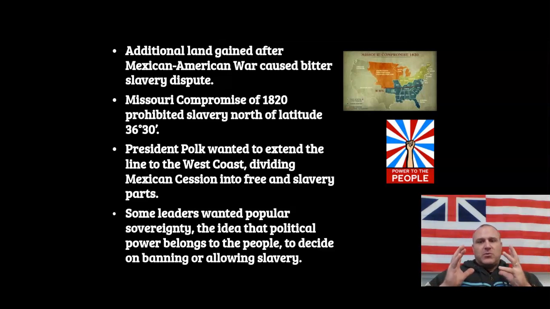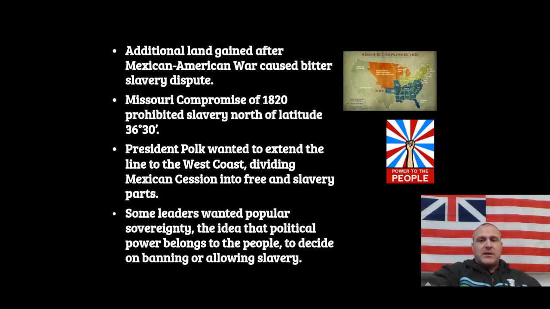So here's what you have to remember here. All this land that was gained after the Mexican American War, of course, caused a bitter slave dispute. And we have to go back to the Missouri Compromise of 1820, which prohibited slavery above the 36°30' line.